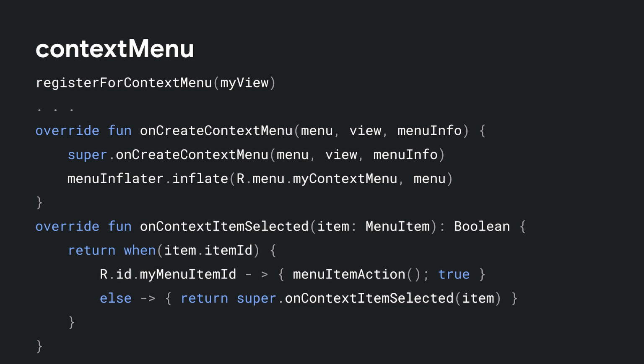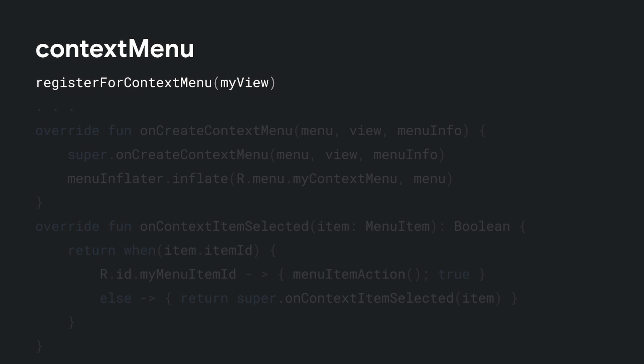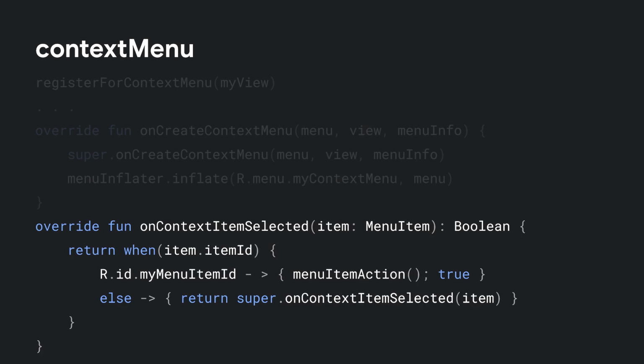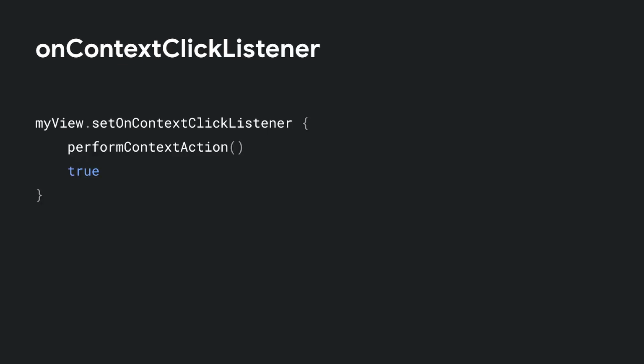Here's the code for adding a context menu. First, register your view or views for a context menu. This will automatically handle both long presses and right clicks. Then, override onCreateContextMenu and inflate the correct menu layout. The same menu can be used for multiple views. And finally, set up onContextItemSelected to indicate what action to take when a specific menu item is selected. For other right-click behavior beyond context menus, you can set an onContextClickListener for your views. Just use it to call the same method you are already using for long presses.